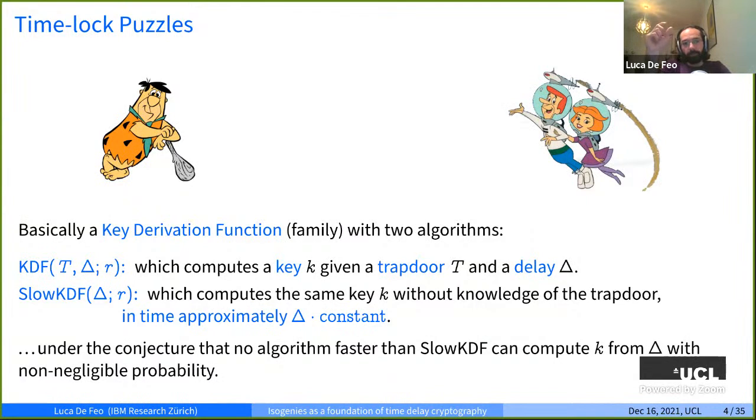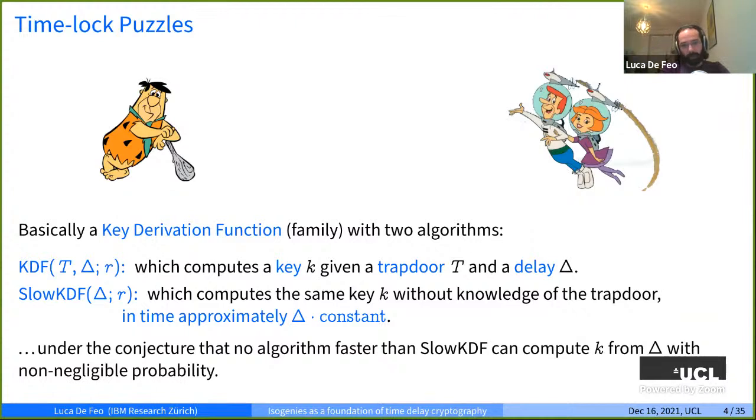And the goal is that these two algorithms have the same output, so that you can derive the key using either of the two algorithms. However, if you are in possession of the trapdoor, then you will be able to derive the key fast, whereas if you can only run the slow KDF function, it will take some time.